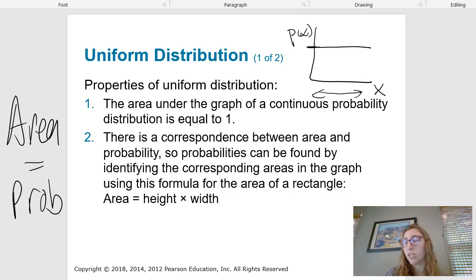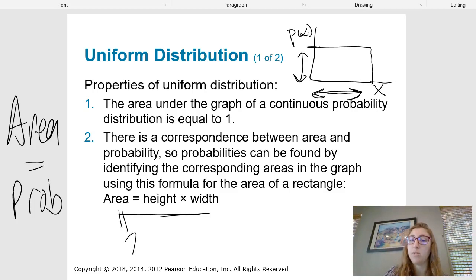Our uniform distribution is very nice for us and is exactly a rectangle here. So when we're finding our area, the area is going to be the width of the rectangle multiplied by the height of this rectangle. And again, this whole area has to add up to what? It has to add up to 1, because we said all probabilities have to add up to 1.